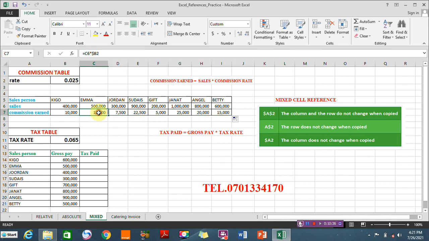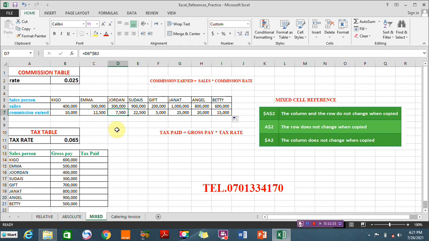Now, when we come to our formula here, it is showing us that it is using C6 but B2. Even this one, it is using D6 as the sales, but it is using B2 as the commission rate. So it is now correct. That means that we have a mixed reference here. Only B is locked, but the row is not locked. Are we together? That is what we call the mixed reference, with the column fixed, row not fixed.